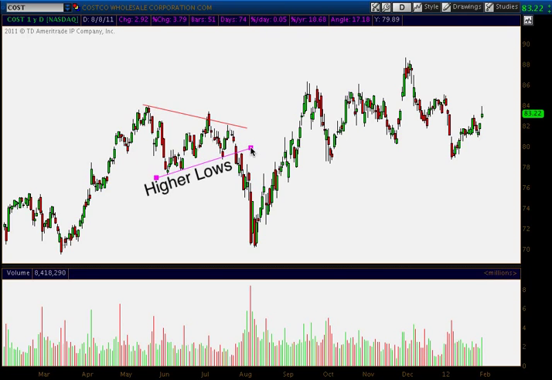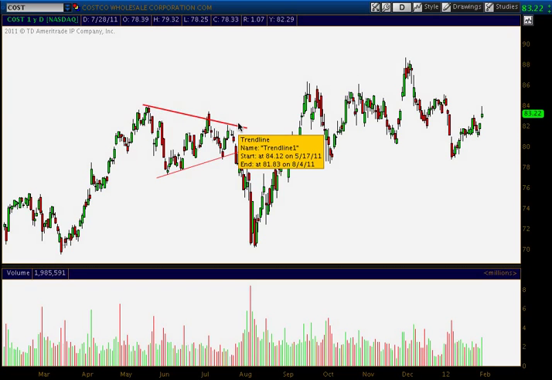So this is what the triangle pattern looks like. Some might call it a wedge. Some might even call it a flag. I'm not going to get into that right now, but the triangle pattern is really a pattern where we have higher lows converging on lower highs. Now, the key to this is knowing where the breakout is going to occur.